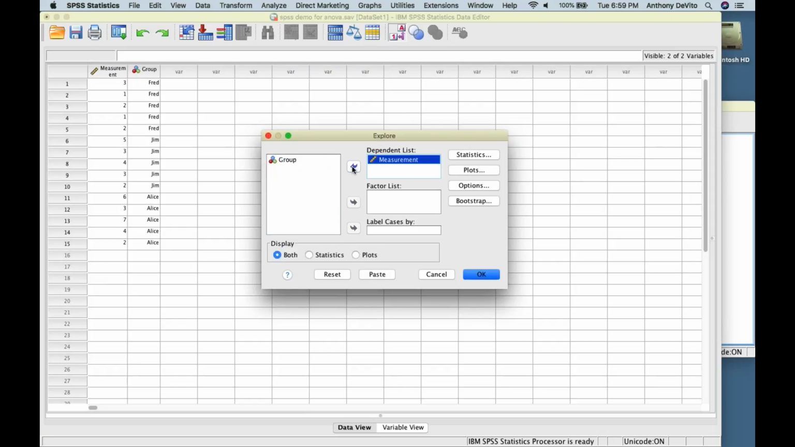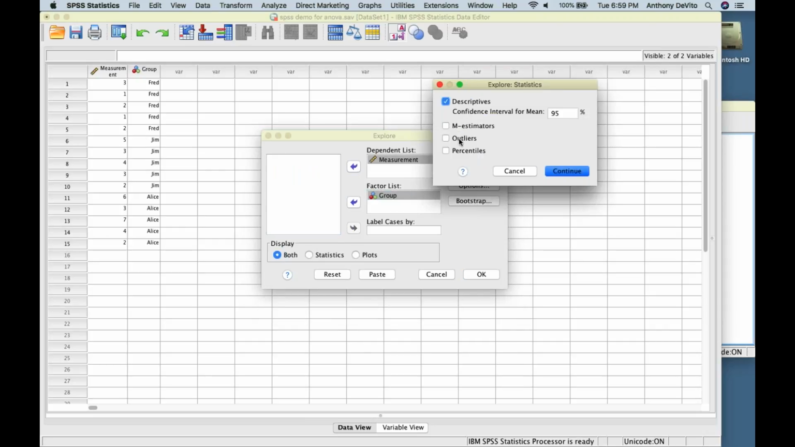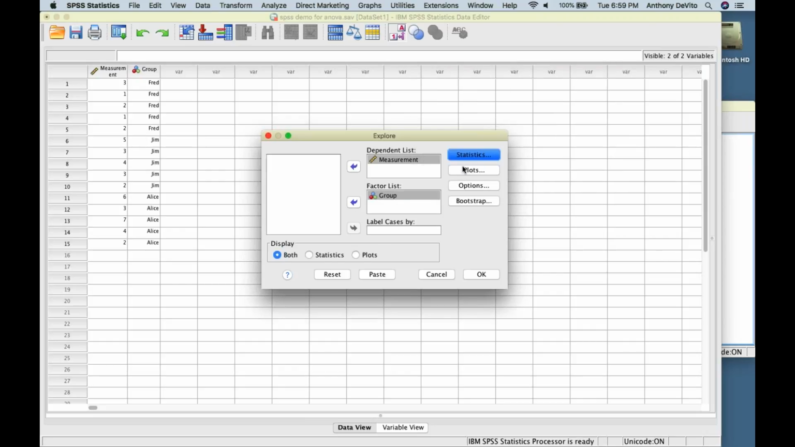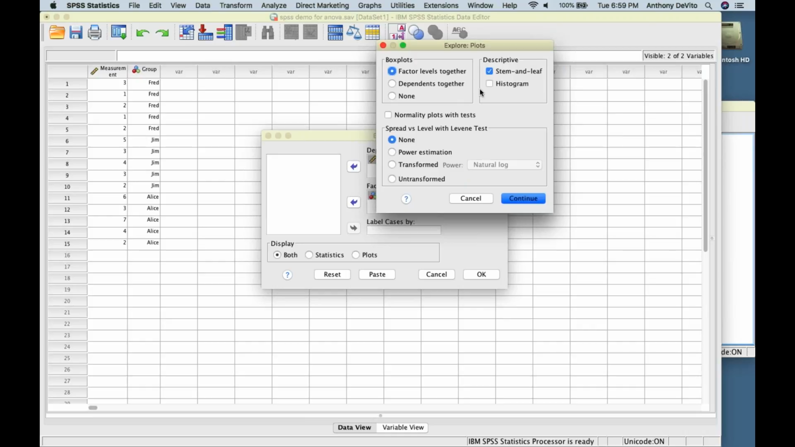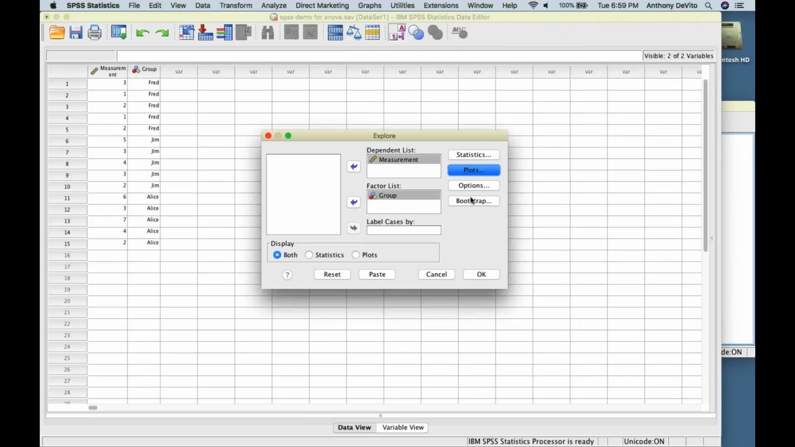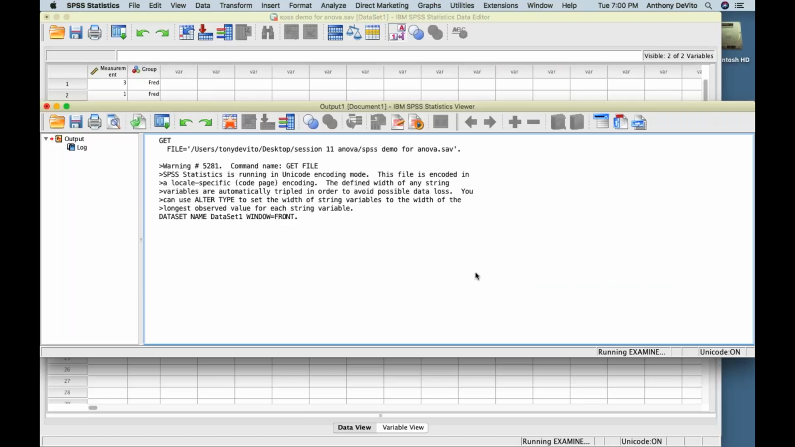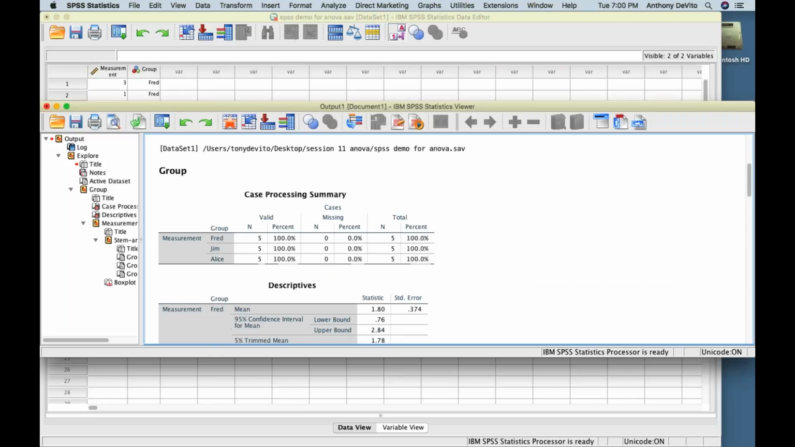I'm going to move that into the dependent list. Then I want to break it up into the groups, which are Jim, Fred, Alice, so I'm going to put that into the factor list. If I want, I can click onto statistics, and it's already going to find almost all of the descriptive statistics we're interested in, including 95% confidence intervals and so on. Let's do a plot. Well, no, it's automatically going to do a box plot. I don't think a histogram for the 5 values is going to tell us much, so I won't bother with it. I'm going to click OK, and it's going to go ahead and do our analysis.